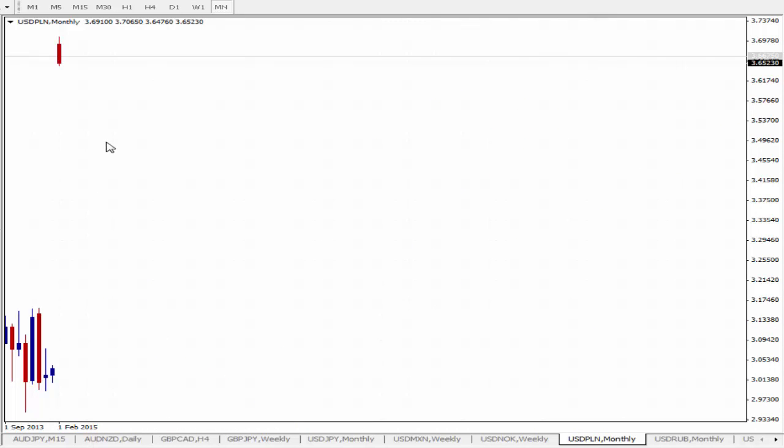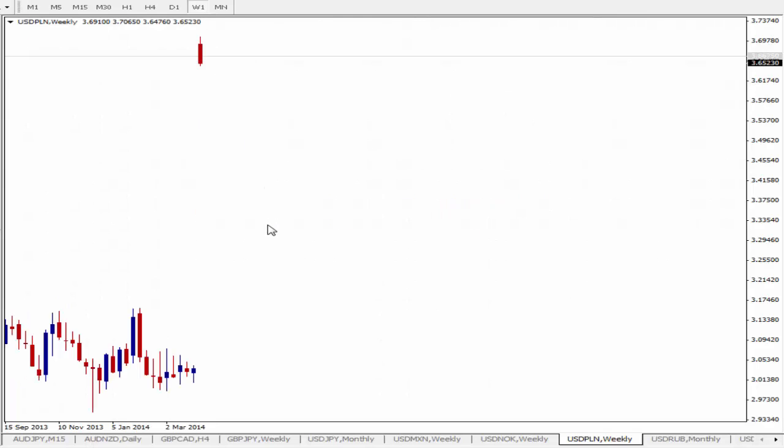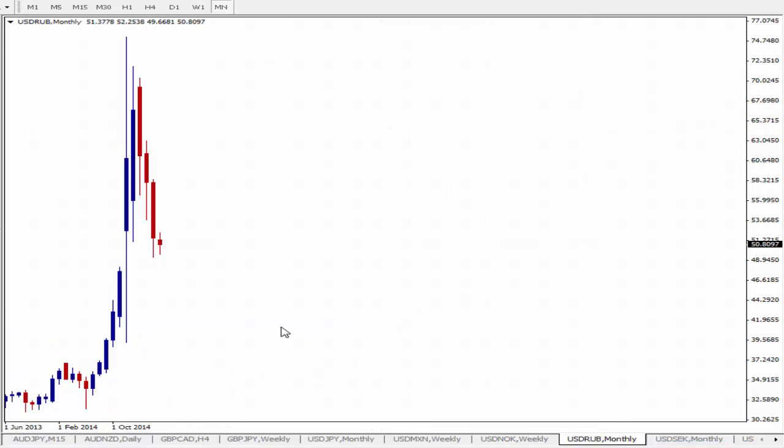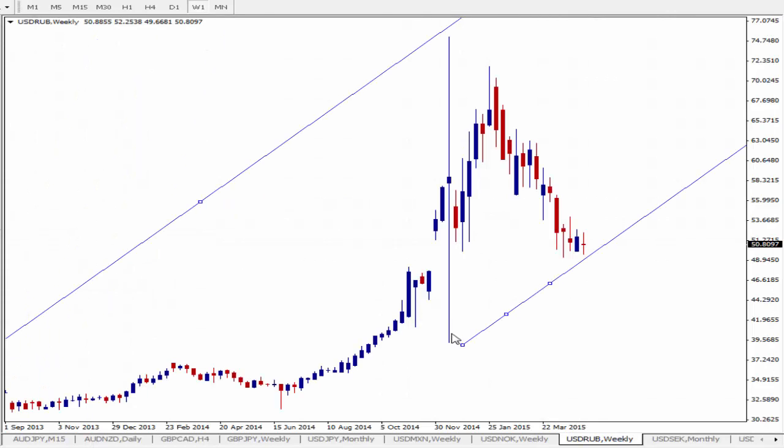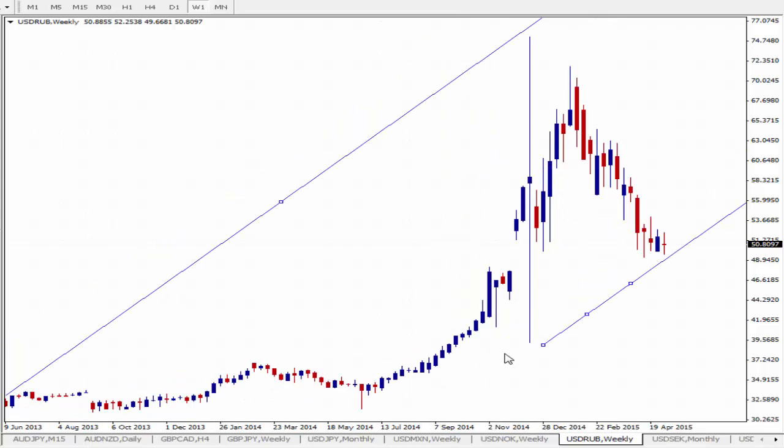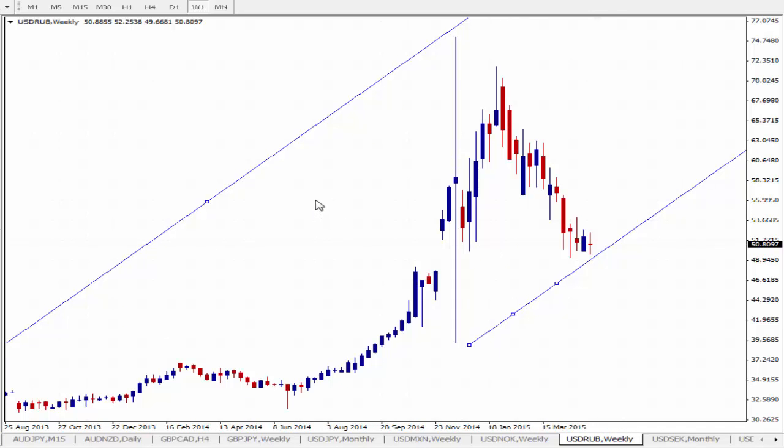This one doesn't seem to be making much sense here. Okay, we're gonna skip that one. Again, we've got another one here that may have potential. You see, I'm trying to draw channels to try and understand what is going on. You see, this one doesn't seem to have enough data for me to be convinced that there's a channel forming there.